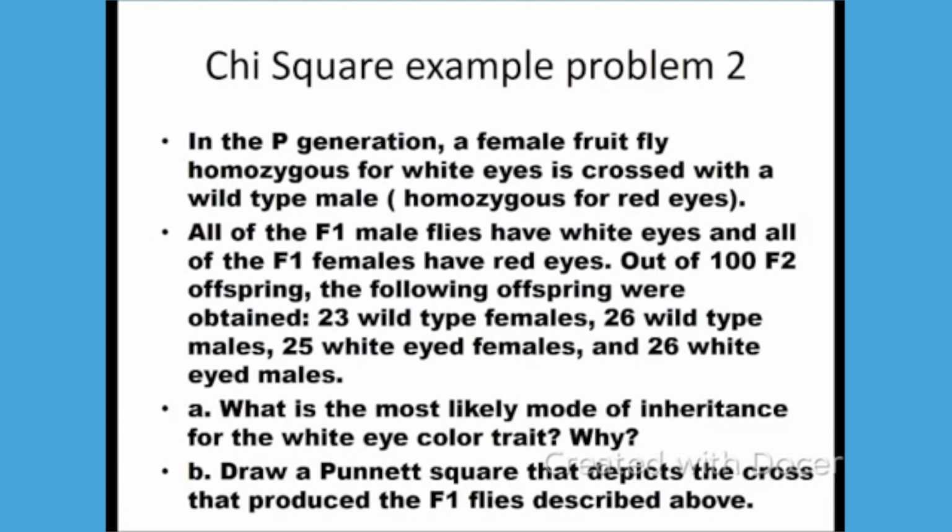Alright, this is Matt Dean with A+ College Ready again. We're going to look at our second chi-square example problem. In this case, we're going to look at one that deals with genetics, in particular a fruit fly cross.